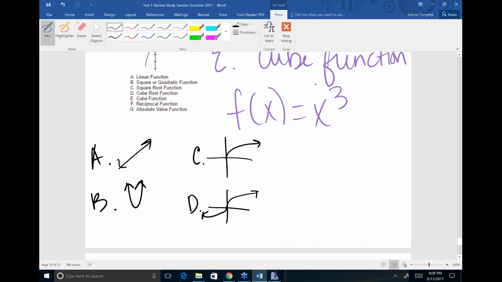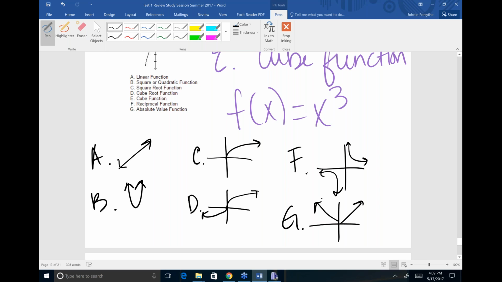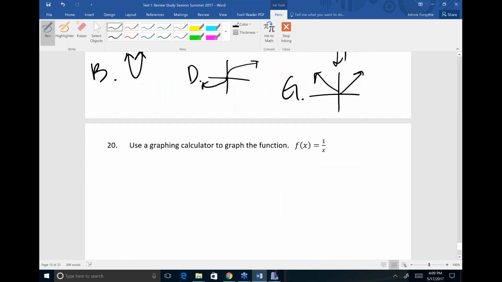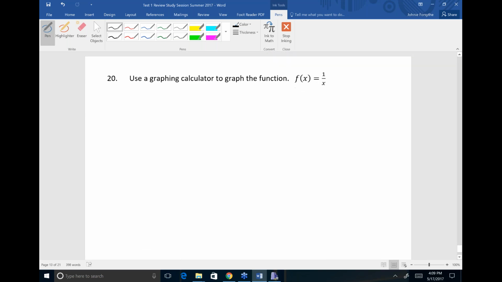This is E, your cube function. F is your reciprocal function. That looks like this. And then G, your absolute value function, is a V. So you just want one of those basic function graphs. You don't have to know any transformations or anything right now, just the basic shape of the graph. You want to know these. And then use a graphing calculator to graph the function.